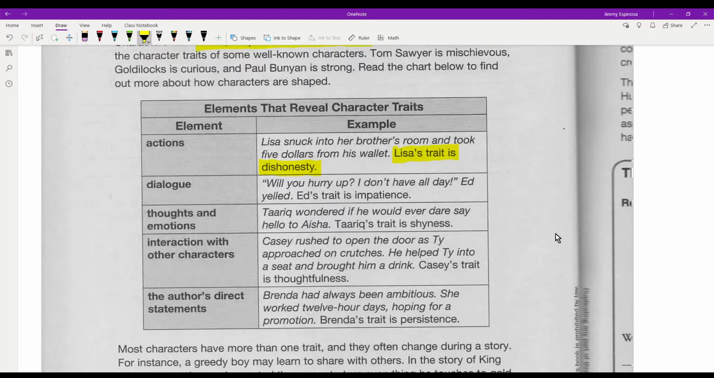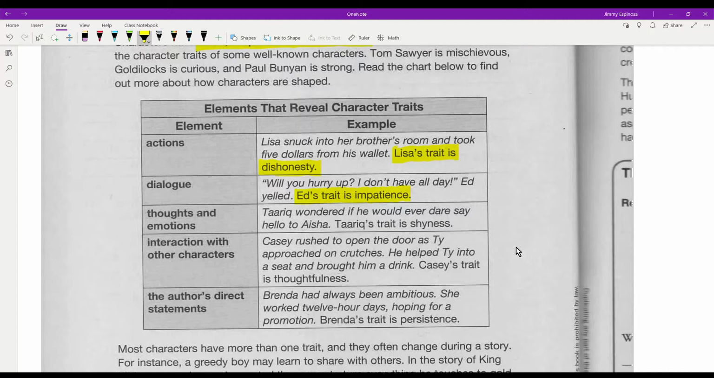Another way that character traits can be revealed is through dialogue. Now, if you recall, dialogue is when characters speak to each other. Here's an example. "Will you hurry up? I don't have all day," Ed yelled. In this case, Ed's trait is impatience. We can see that he's not willing to wait, so therefore the trait is impatience.